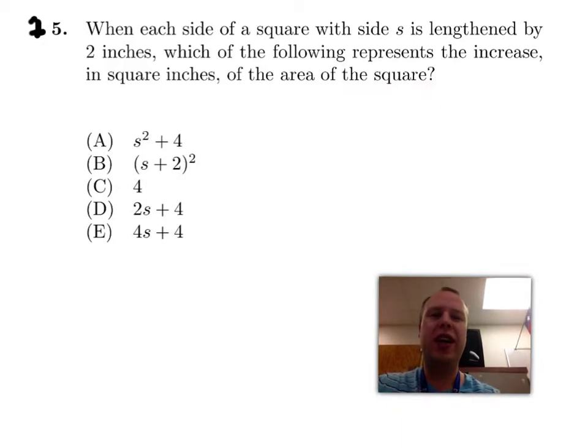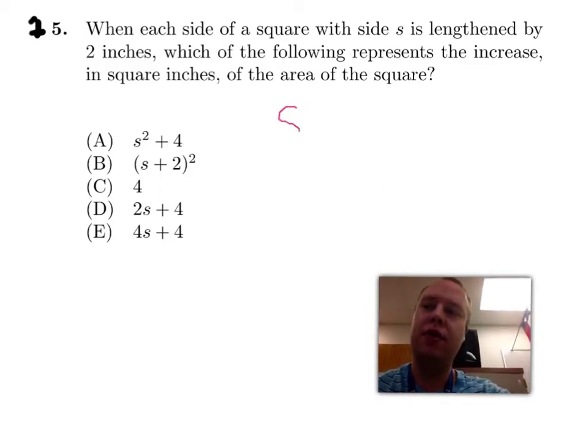Now, just simply reading it with S makes your brain a little more confused about what's going on. But what if I say when each side of a square with side 2 is lengthened by 2, which of the following is the increase? That's using the plug-in method, and it actually sounds a little easier to work with. So let's make S equal to 2.